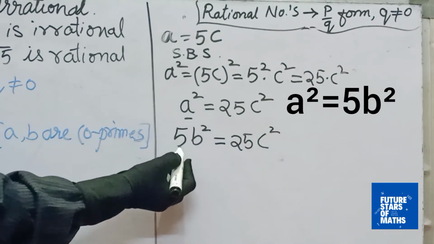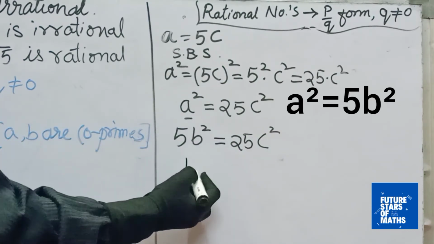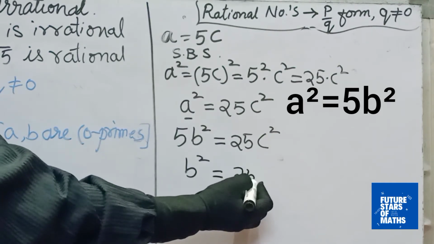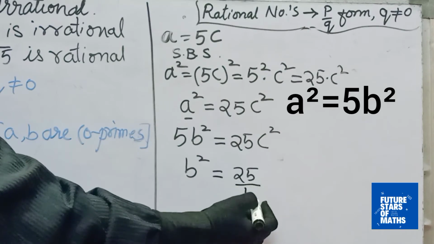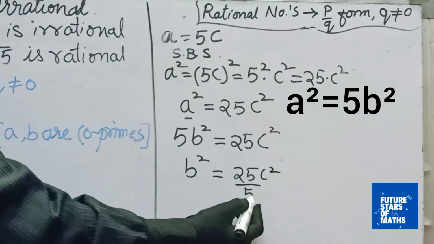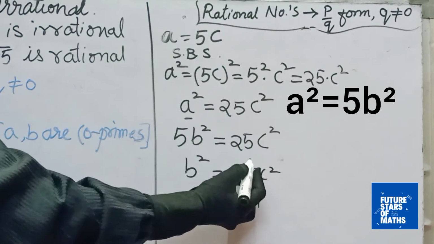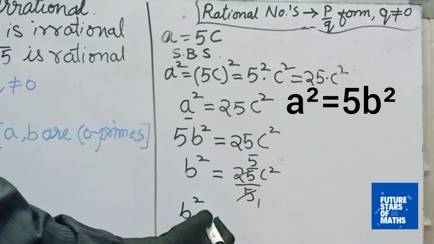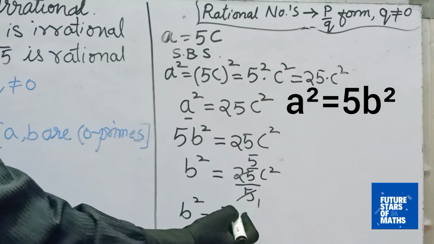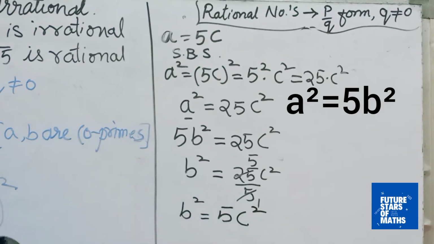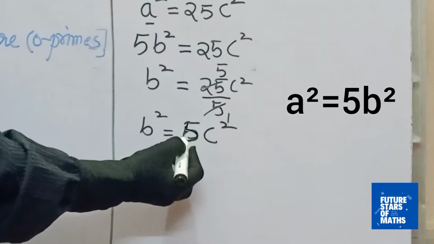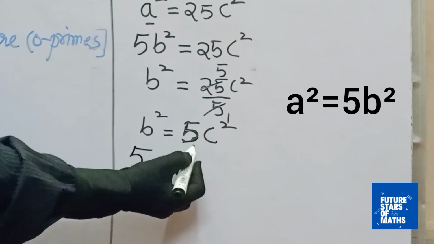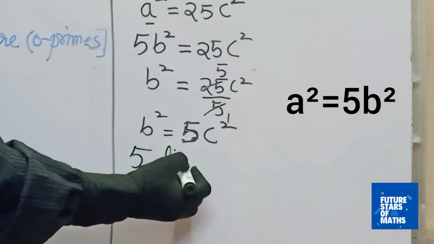Now here we have 5, we will shift this to the RHS. So it will become b square equal to 25 by 5 c square. So on cancelling we get, 5 ones are 5, 5 fives are 25. That is, b square equal to 5c square. Then what does it mean? 5 divides b square.